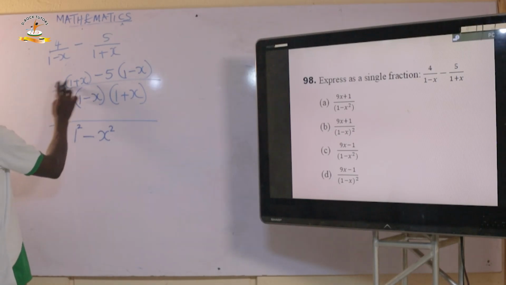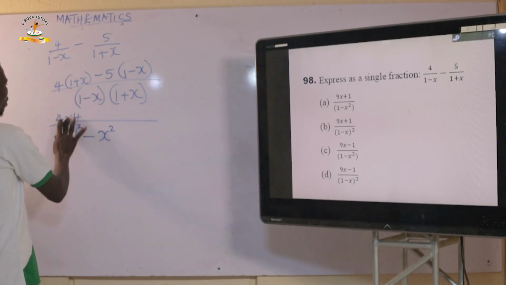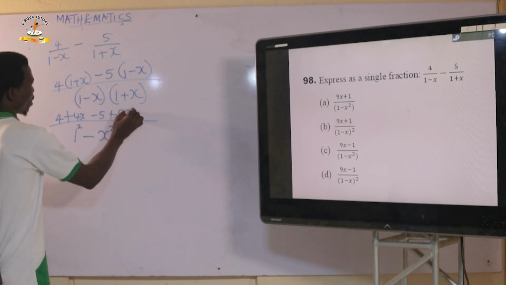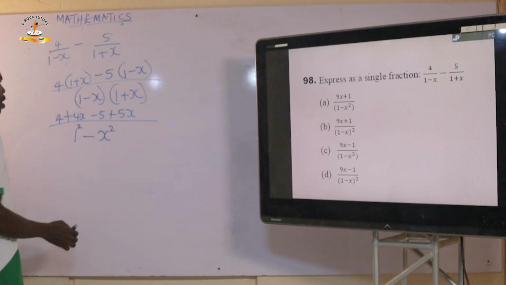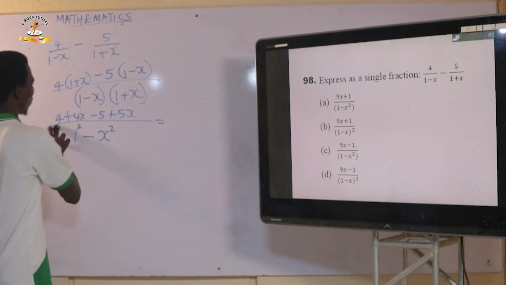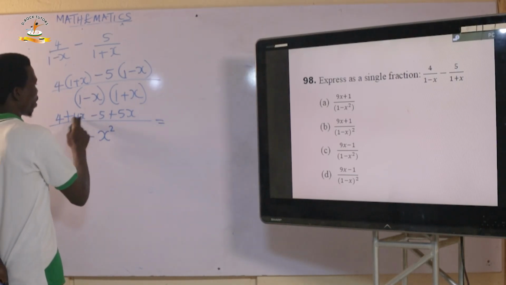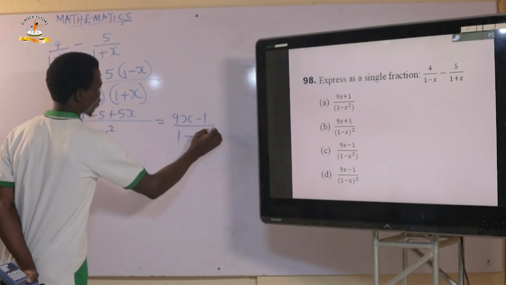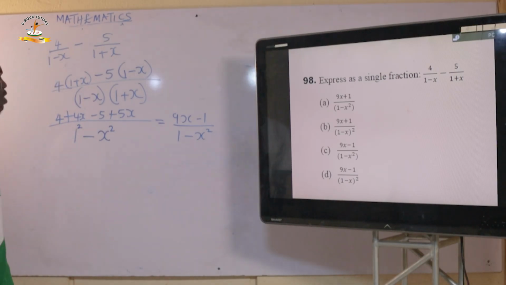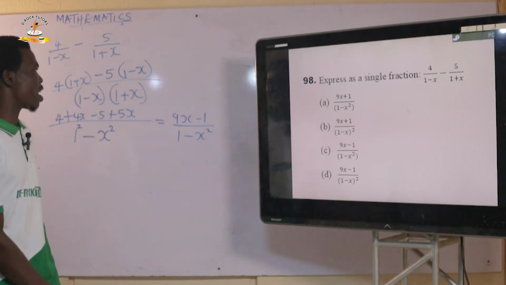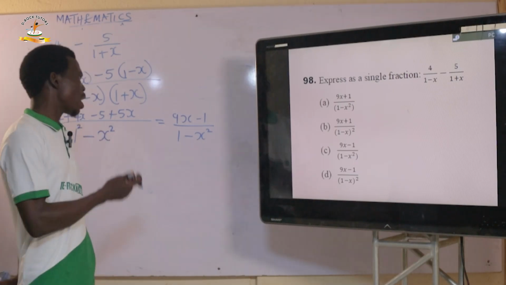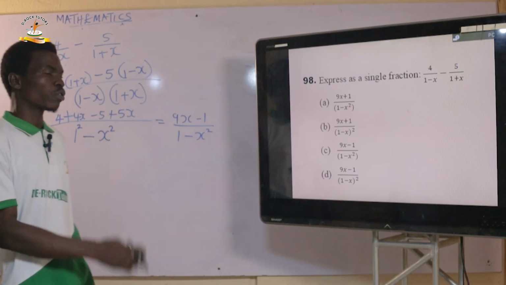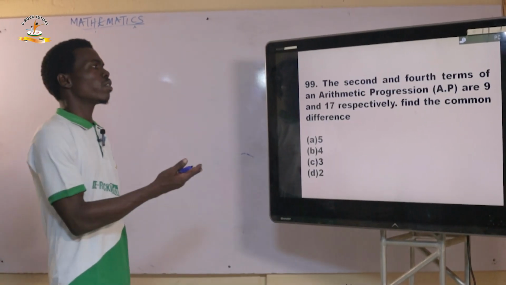Then what are we left with here? We open the bracket. 4 plus 4x minus 5 plus 5x. Don't forget, we multiply minus to give you plus. And what is this going to be? This is simply going to be 4 minus 5 is minus, so this is going to be 9x minus 1 all over 1 minus x squared. Don't forget that 1 squared is actually 1. So the final result is 9x minus 1 all over 1 minus x squared. That is option C.